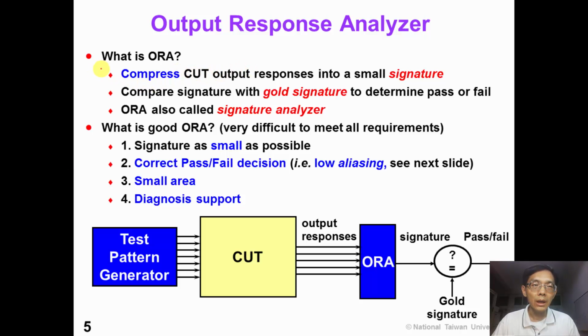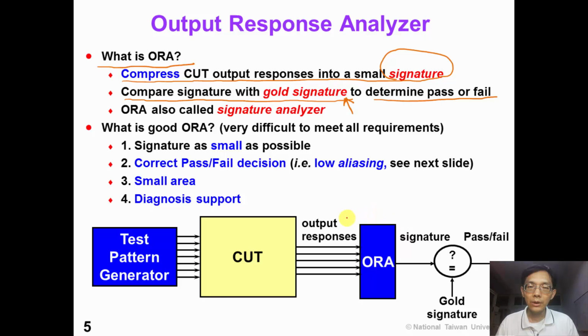So, what is an output response analyzer? An output response analyzer compresses CUT output responses into a very small signature so that it can be stored on chip. At the end of the test, we compare the signature with the gold signature, which is the signature of a good circuit. And then we can determine whether this CUT passed or failed the test.